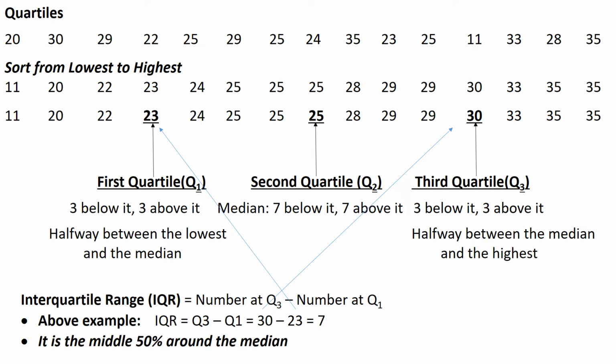When we talk about the interquartile range, that is the distance between my first quartile and my third quartile. We simply find it by subtracting those two numbers. My third quartile is 30, my first quartile is 23, and 30 minus 23 is 7. That is my IQR, or interquartile range. It's the middle 50% around the median.